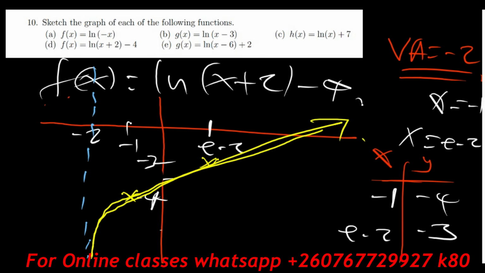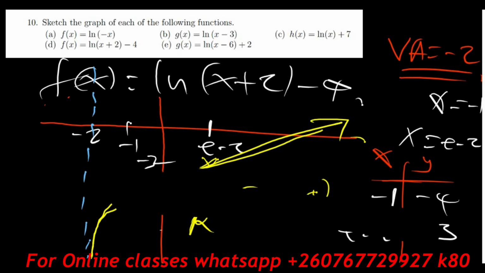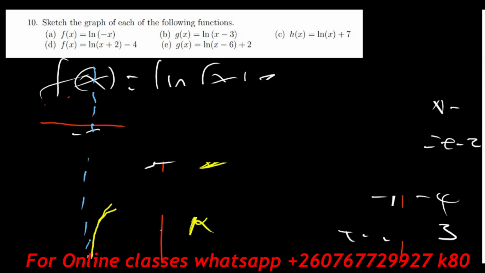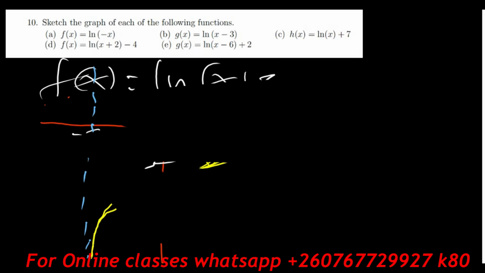Okay, I even put my arrow there, so I can see that the domain of this function is from negative 2 all the way to positive infinity. The range is always from negative infinity to positive infinity. So that is it for part D. Let's go to part E. We'll see how we can solve part E.